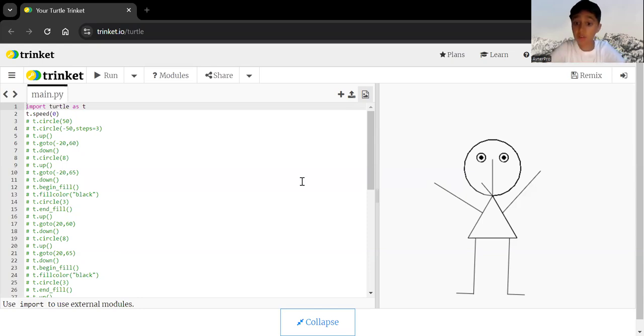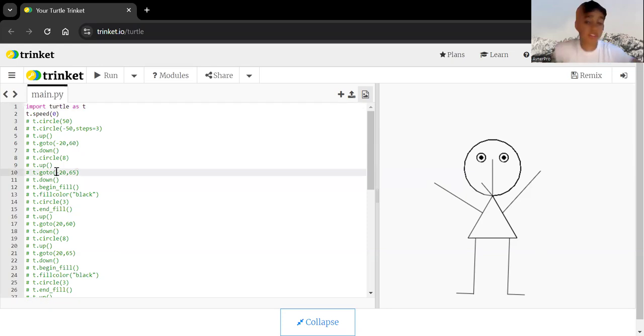Today we're going to be learning about how to make a person. So you see this man over here? How do we make this man? I'm going to explain the code, since this is a 60-line code. Yeah, that's a lot for sure.